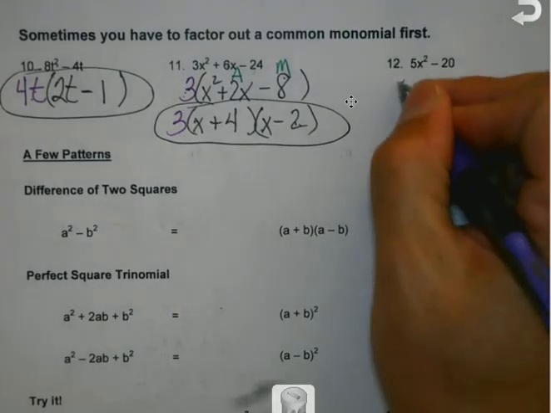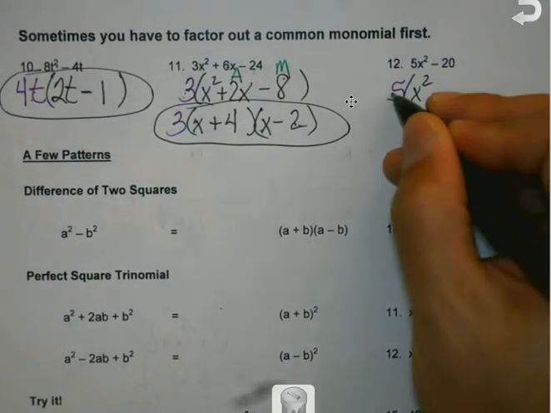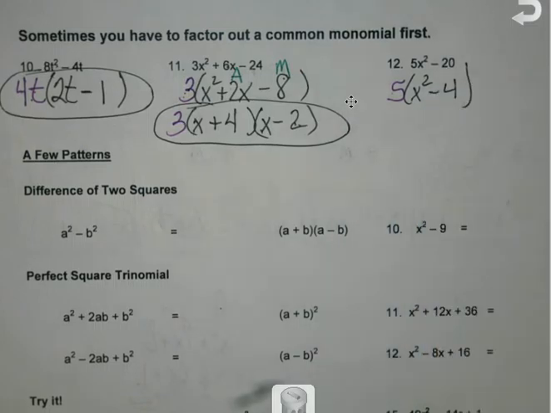And then the final thing. You're like, okay, I got this. They have a 5 in common. That's x squared. 5 times 4 is 20. That one's done. Not exactly.